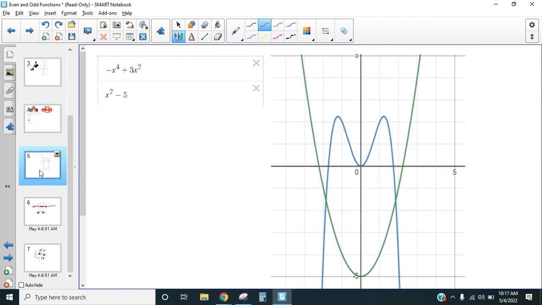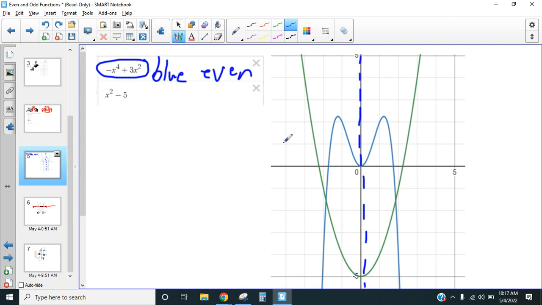All right, let's try this one. I didn't put the colors on there. This one's the blue. Is this one odd or even? It's even, right? You can see two different reasons why. It has all even exponents, and we can see the symmetry here, right? If you need to use Desmos on one of these assignments, you may.